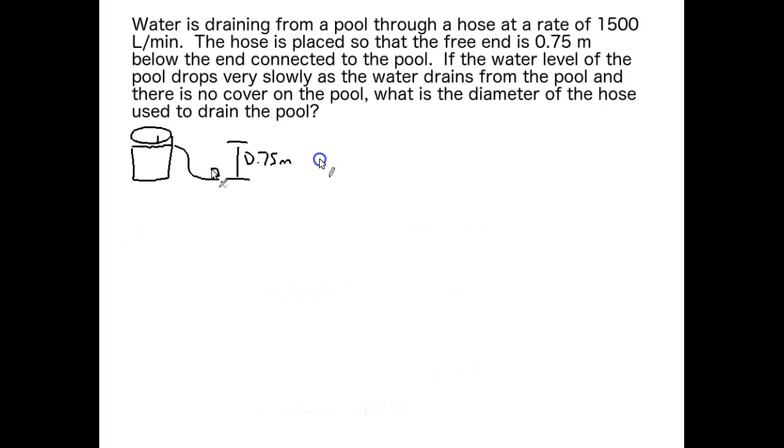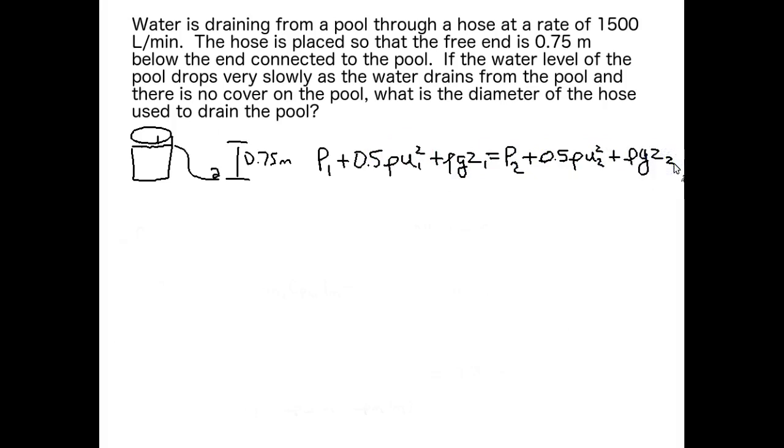Okay, now that we know what points 1 and 2 are, let's get that Bernoulli equation written out. The Bernoulli equation relates pressure at points 1 and 2, velocity at points 1 and 2, and height at points 1 and 2. And when we get finished, the Bernoulli equation without any terms canceled out looks like this. Okay, now we need to figure out what terms we can cancel.